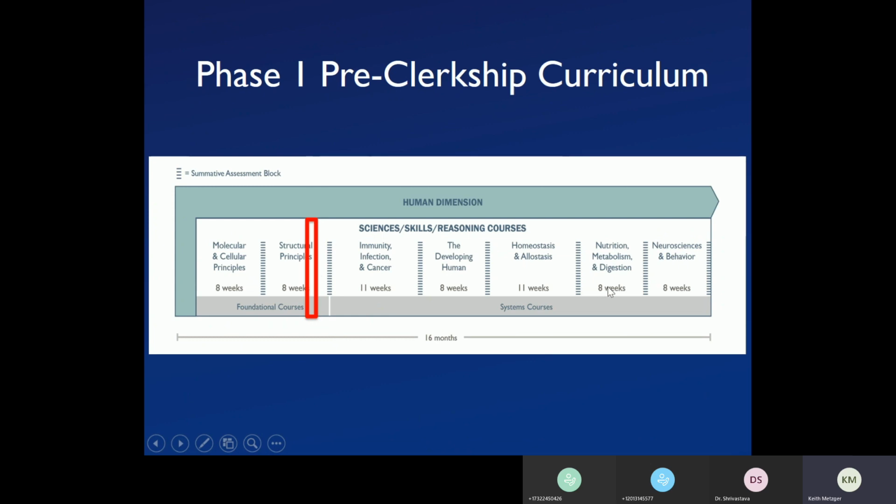If we go through down to our nutrition, metabolism, and digestion course, there will be multiple either labs or large group sessions where our plan is to build, and we've done this already for the first run of the course, to build upon the material that the students see in this first week of the course in subsequent courses. So there's a lot of communication that goes on between me as the director of structural principles and the director of our homeostasis course, which includes cardiac, pulmonary, and renal, to talk about what the students have seen already and what's coming up.